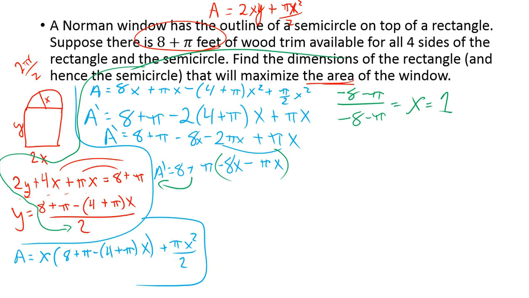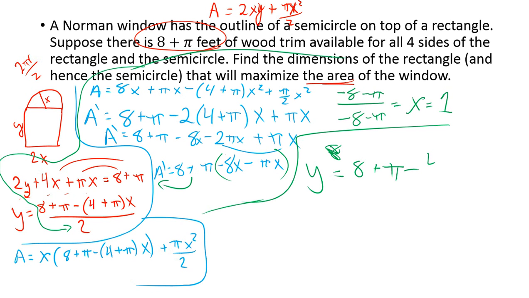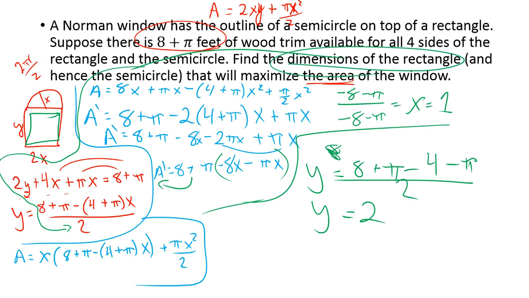And we end up finding out that y would end up being (8 plus pi minus 4 minus pi) all over 2, which would be y is equal to 2. So y would be 2 feet, x would be 1 foot, but it wants the dimensions of the rectangle, okay, dimensions of the rectangle. So our answer would be 2 by 2, or in other words, it is a square. So it's a 2 feet by 2 feet square for this Norman window.